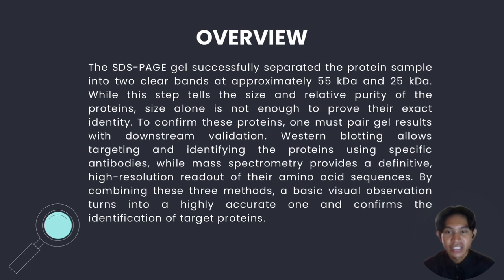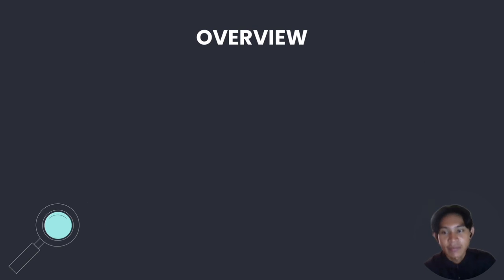So by combining these three methods, a basic visual inspection turns into a highly accurate one and confirms the identification of the target protein.